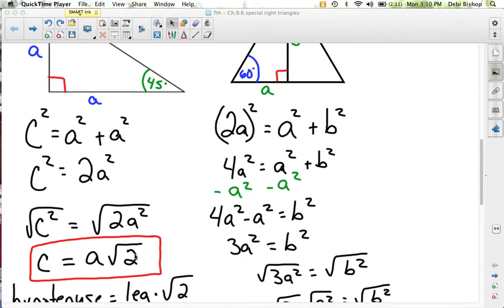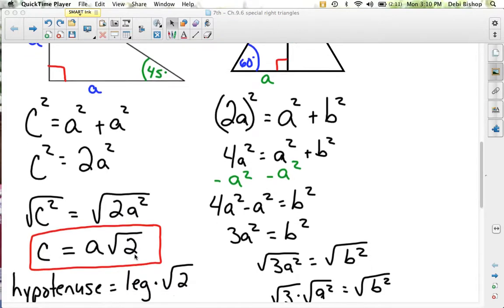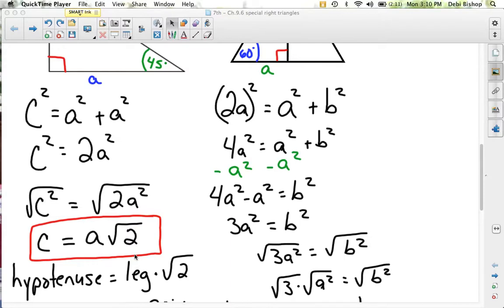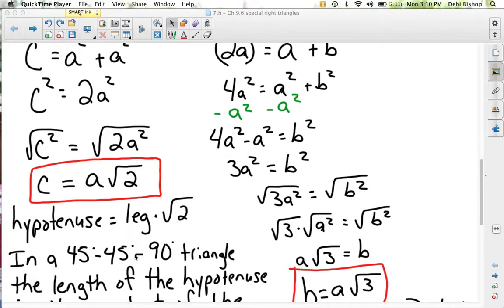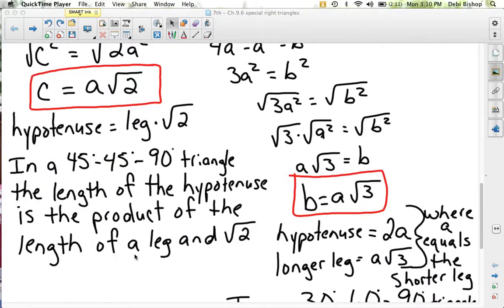So, in this case, if you have a right triangle, you can see that your hypotenuse equals the length of a leg times the square root of 2. So in words, in a 45-degree, 45-degree, 90-degree triangle, the length of the hypotenuse is the product of the length of a leg and the square root of 2.